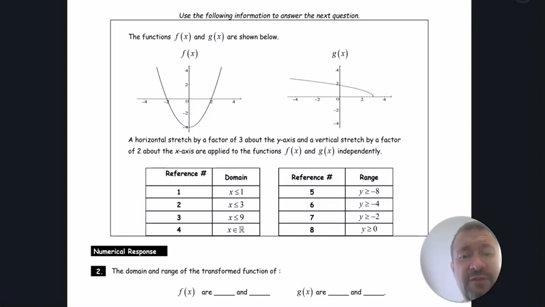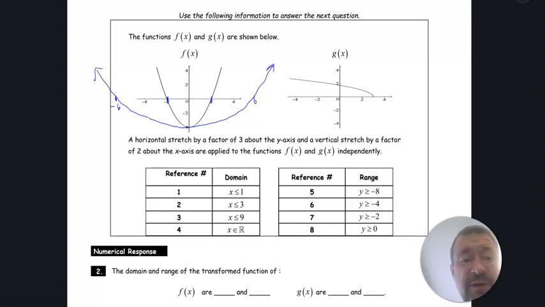So let's take a look at f to begin with here. If you were to stretch this thing horizontally by a factor of 3 about the y-axis, well, points like -2 here and 2 are going to go out to -6 and +6. But the y-intercept is going to stay the same. So basically that stretch is really just going to make this thing a whole lot wider.